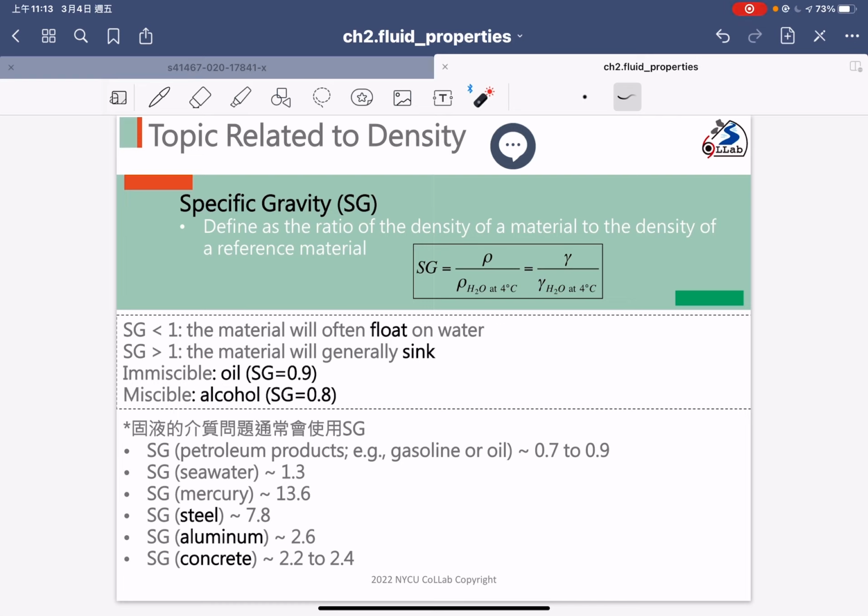I just quickly list some important materials like seawater, mercury, steel, aluminum, and concrete. But you can see some materials have different properties. We call them miscible and immiscible, like the oils and the alcohol. Even though the SG is smaller than 1, and we may say that it will float on water, some materials will mix together, so they do not float.